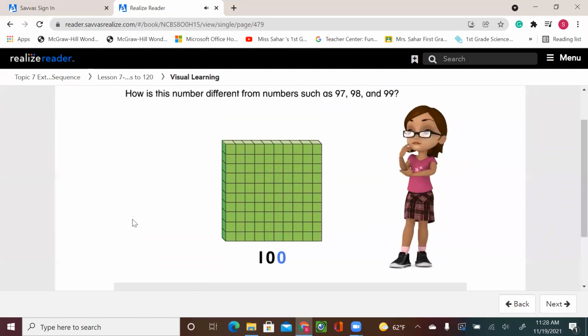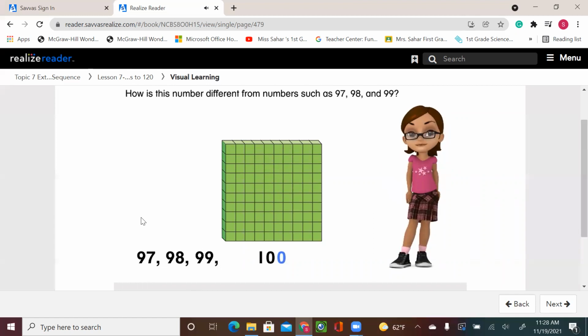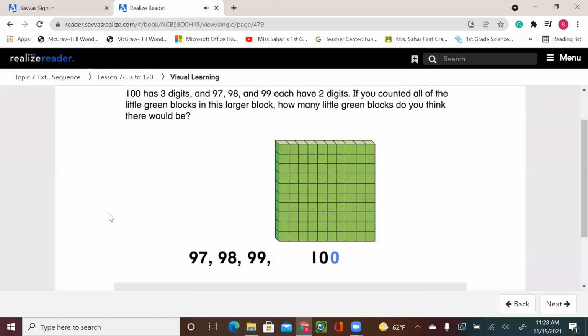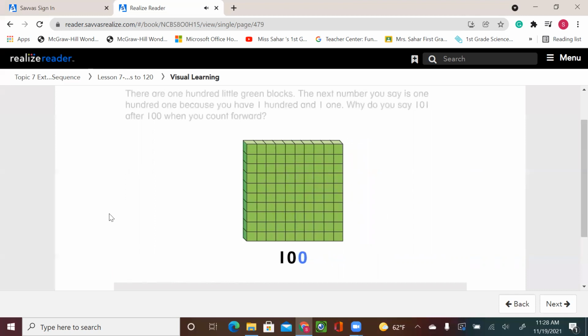How is this number different from numbers such as 97, 98, and 99? 100 has 3 digits, and 97, 98, and 99 each have 2 digits. If you counted all of the little green blocks in this larger block, how many little green blocks do you think there would be? There are 100 little green blocks.